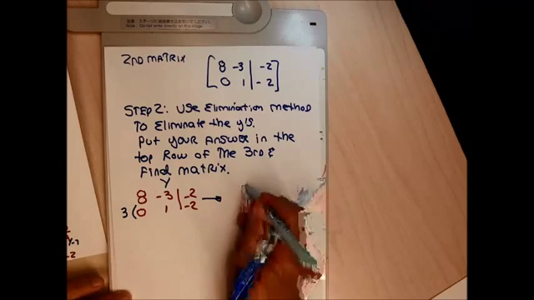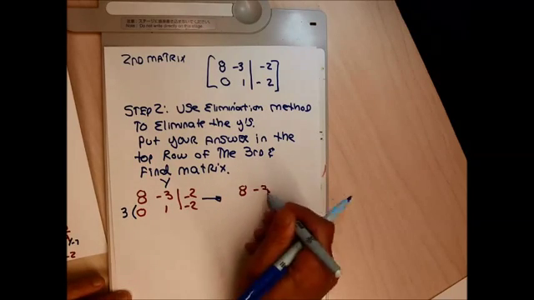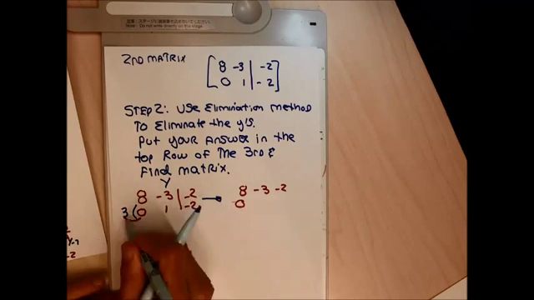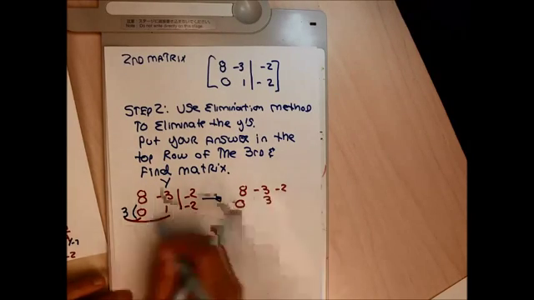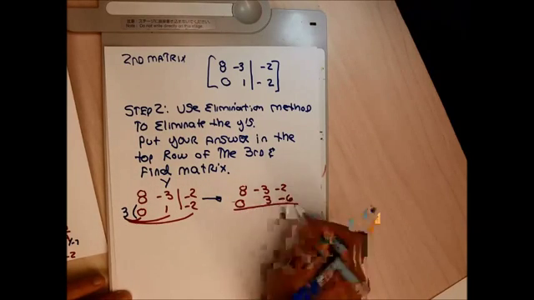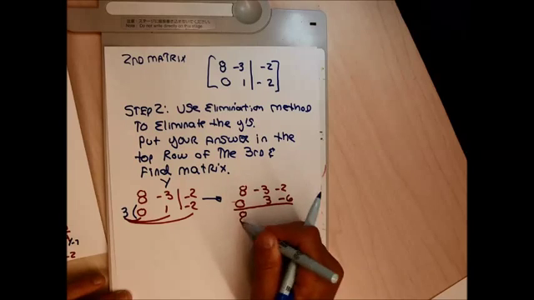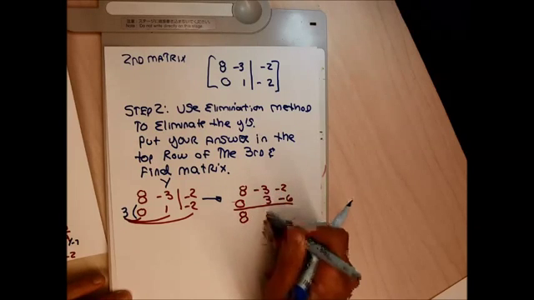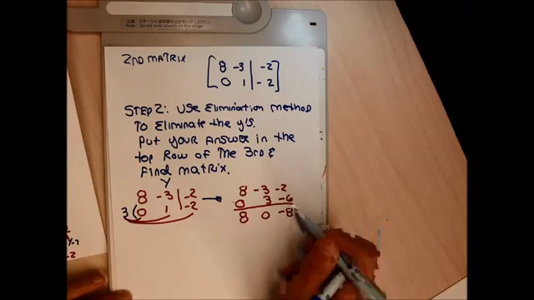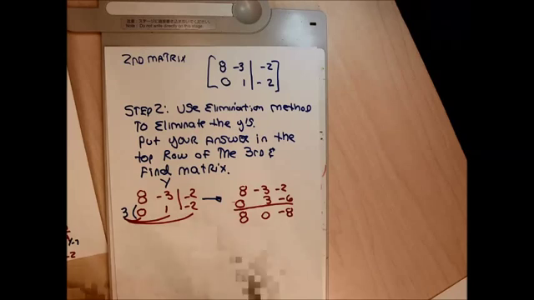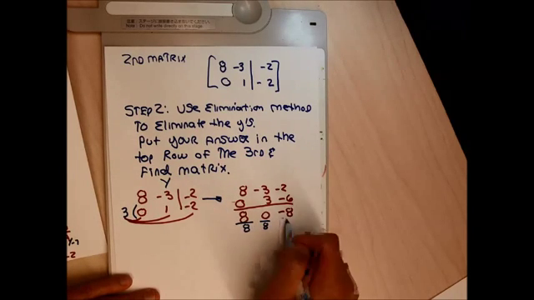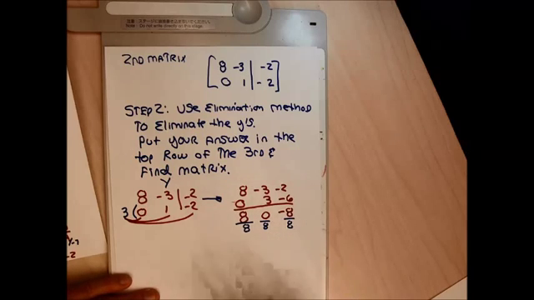I'm going to leave the top row 8, negative 3, and negative 2. And then I'm going to go 3 times 0 is 0. 3 times 1 is 3. 3 times negative 2 is negative 6. And I'm going to add 8 plus 0 is 8. Negative 3 plus 3 is 0. Negative 2 and negative 6 is negative 8. When the numbers have the same signs, you add and keep the sign. And now I'm going to divide every number by 8 because I can do that to make the numbers smaller.